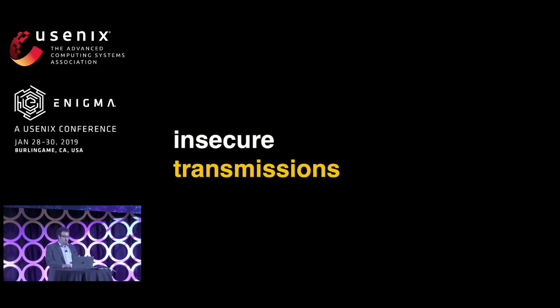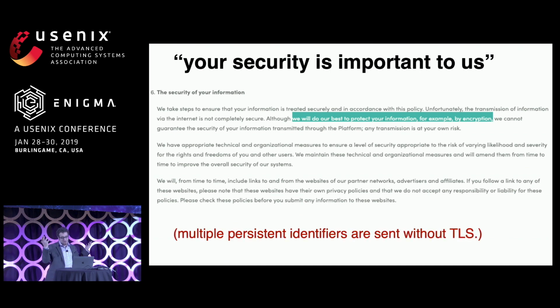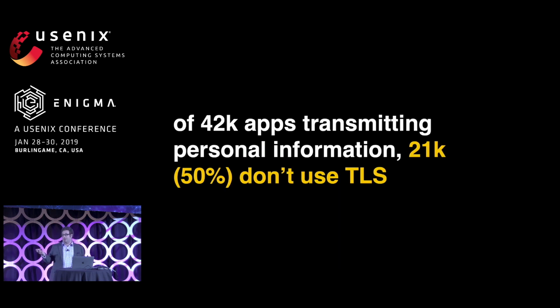Another thing that we've looked at is insecure transmissions, as well as what promises are made about secure transmissions in privacy policies. So going back to picking on Musical.ly again, here it says we do our best to protect your information, for example, by encryption. But in our data set, I guess their best isn't good enough because multiple persistent identifiers are all sent without TLS. And again, I'm picking on this just because it's a popular app, but this seems to be a representative practice. So of 42,000 apps that we found transmitting personal information in our data set, about half of them are doing so without TLS. It's 2019. There's not really a good excuse for that.